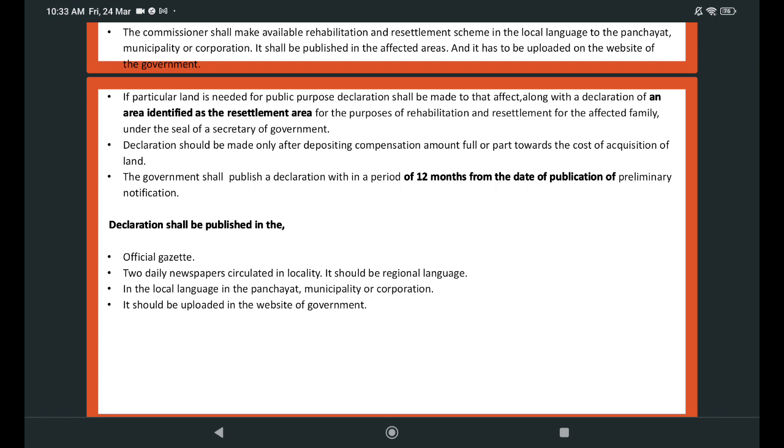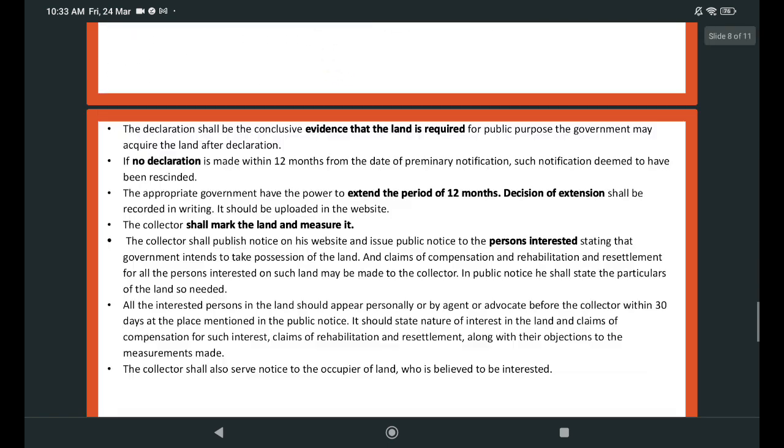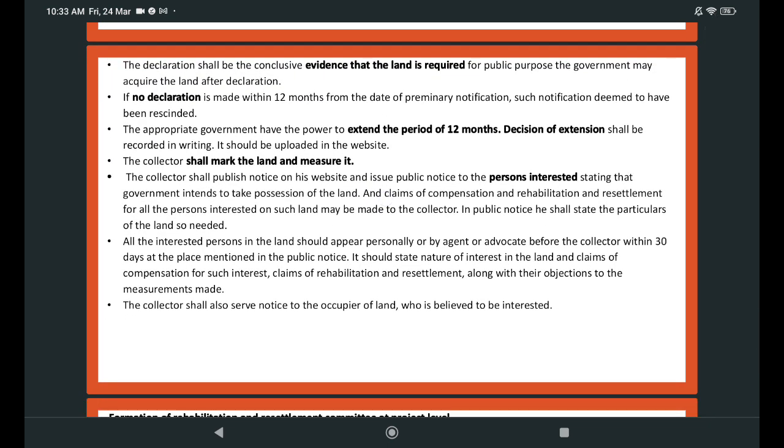Declaration should be published. How? It should be in the official gazette and 2 daily newspapers circulated in the locality. It should be in the regional language. It should be in the local language of the Panchayat, municipality or corporation. It should be uploaded on the government website. If no declaration is made within 12 months from the date of preliminary notification, then such notification is deemed to have been rescinded. Government has the power to extend the period of 12 months.